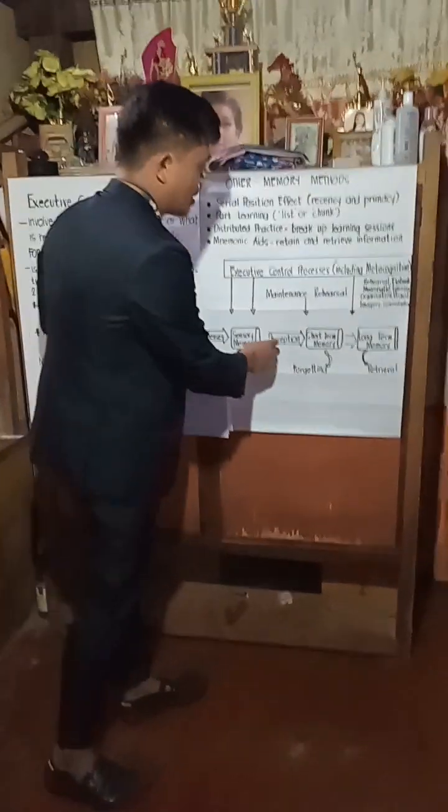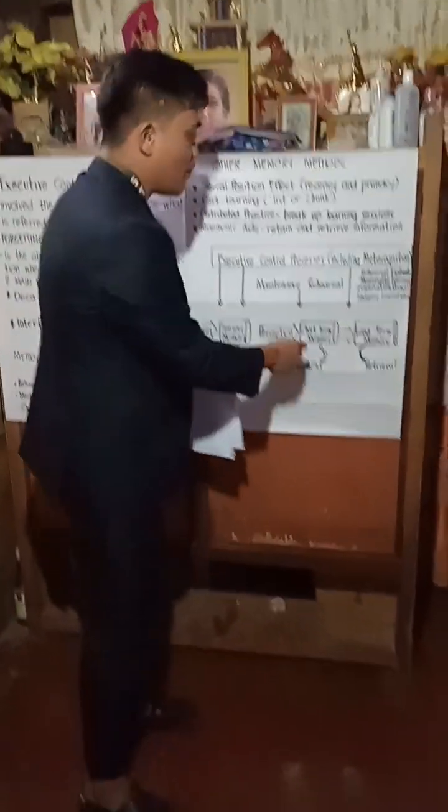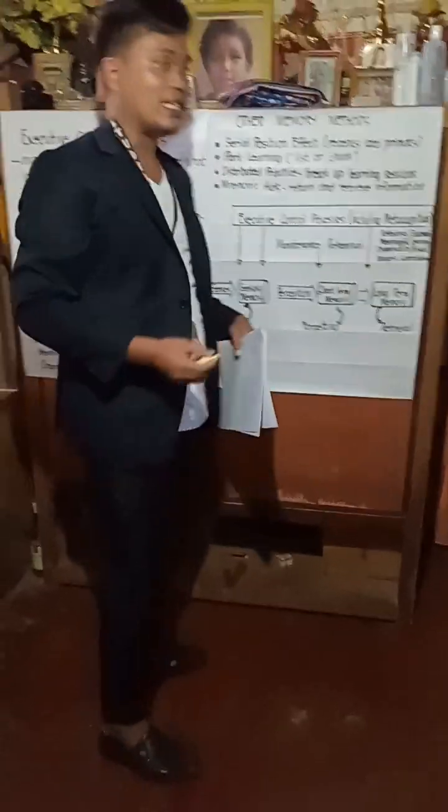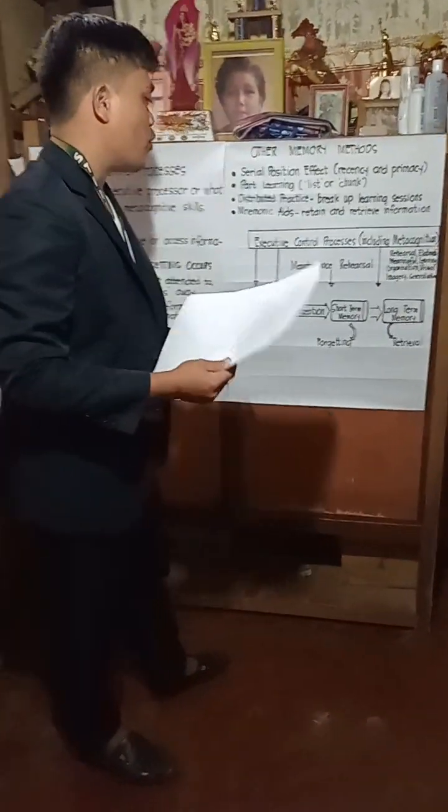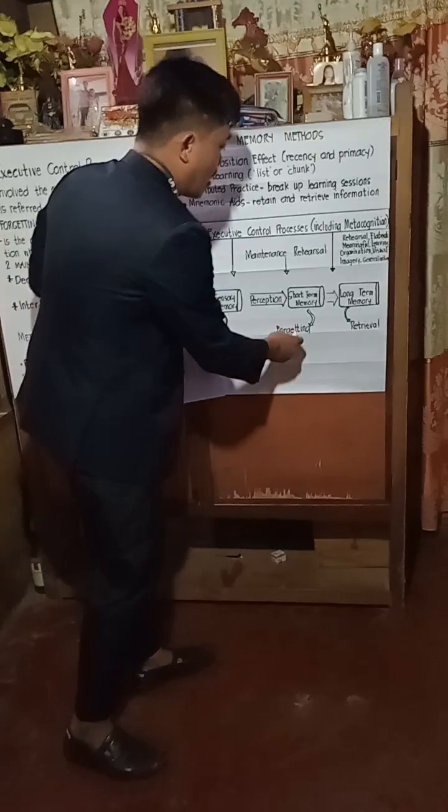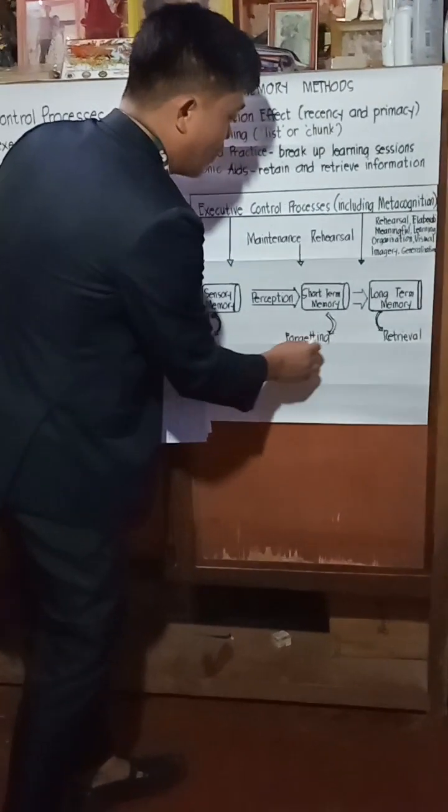So next is perception. In perception, it covers the short-term memory or STM. In STM, or short-term memory, this is where forgetting belongs.